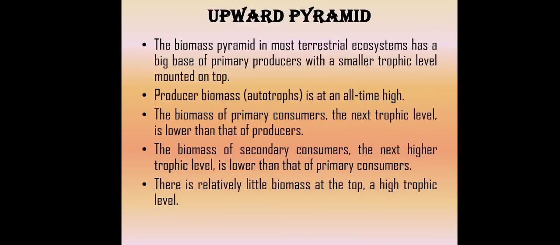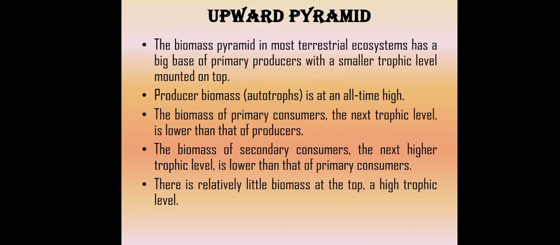Now in the case of the upward pyramid of biomass, it is observed in most terrestrial ecosystems, which have a big base of primary producers. Means the base is broader, containing the producers, that is all the green plants or autotrophs, with smaller trophic levels mounted on top. The upper trophic levels have less biomass.